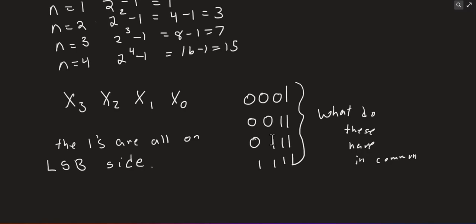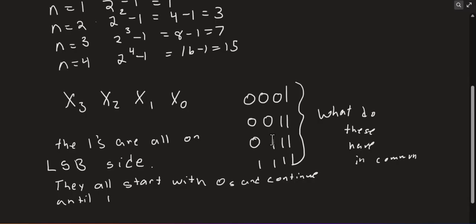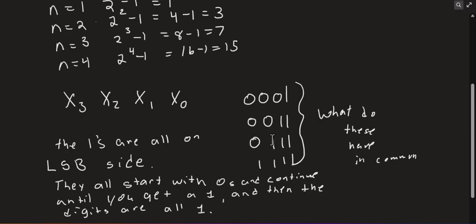So they all start with zeros and continue until you get to a 1. And then the digits are all 1. So it's zeros until you get to a 1 and then ones.